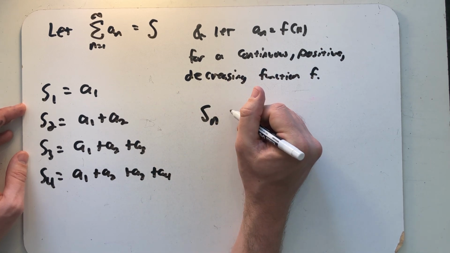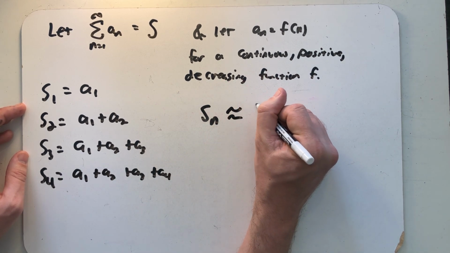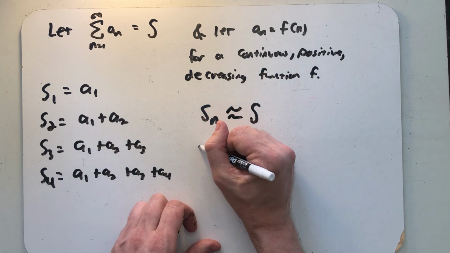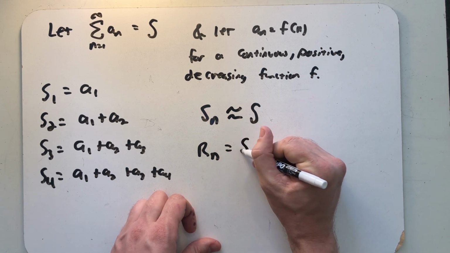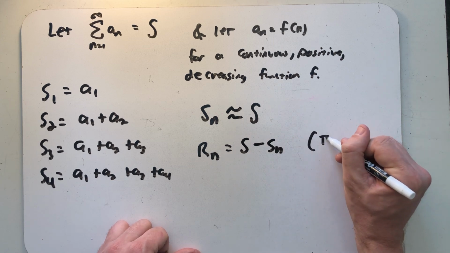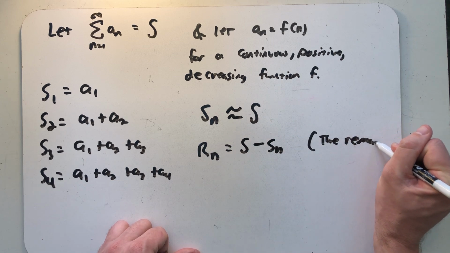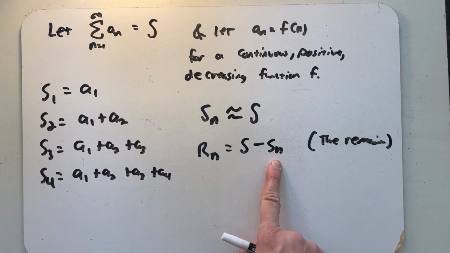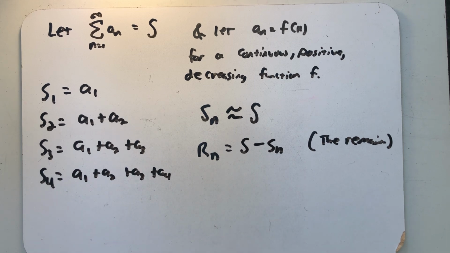Another way to think about that, especially for large values of n, is that s sub n should approximate the value for s. But never quite getting there, because I'm always missing some terms if I'm at the nth partial sum. How far off I am is called r sub n. That's the remainder. Simply take the sum, take away what we're approximating it with, the nth partial sum. So that's r sub n, the remainder, if I'm thinking about that nth partial sum as an approximation for s.